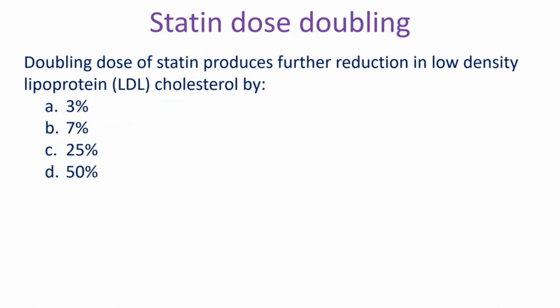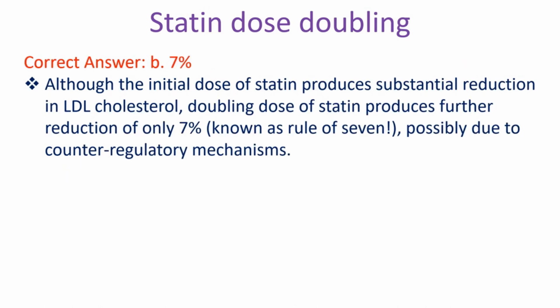Doubling dose of statin produces further reduction in low-density lipoprotein cholesterol by A. 3%, B. 7%, C. 25%, D. 50%. Correct answer B. 7%. Although the initial dose of statin produces substantial reduction in LDL cholesterol, doubling dose of statin produces further reduction of only 7%, known as rule of 7, possibly due to counter-regulatory mechanisms.